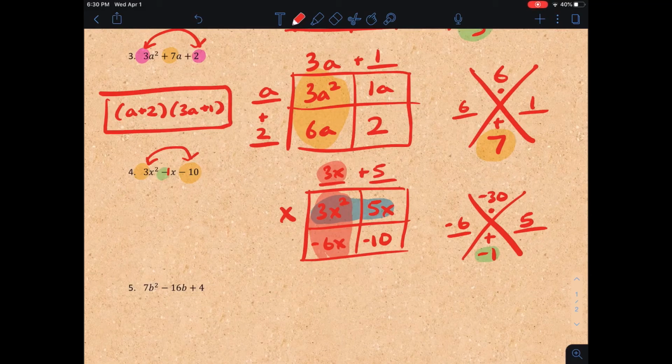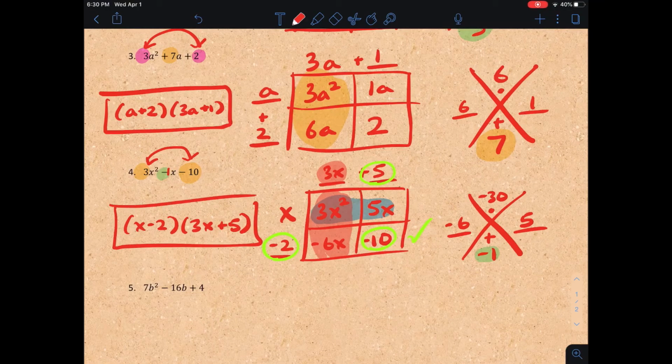X times what gives me 5x, right? Plus 5. 3x times what gives me negative 6x? Negative 2. And just as a quick way to check, negative 2 times positive 5 does give me negative 10. That's great. Your final answer then will be x minus 2, 3x plus 5. And this is your final answer.